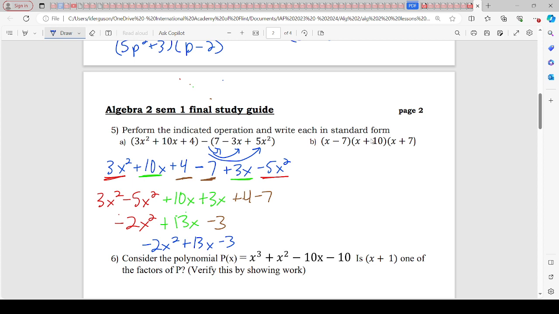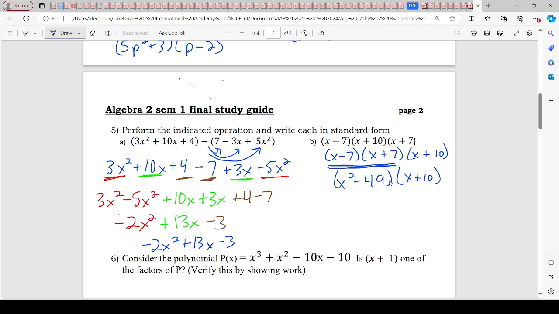Now this next one, I just have three binomials that I'm multiplying. But I'm going to rearrange this, because when you're multiplying, order doesn't matter for the most part. 2 times 3 and 3 times 2 give you the same answer. I'm going to rearrange this so hopefully y'all can see it. That's the difference of squares. So that's going to be x squared minus 49 times x plus 10.